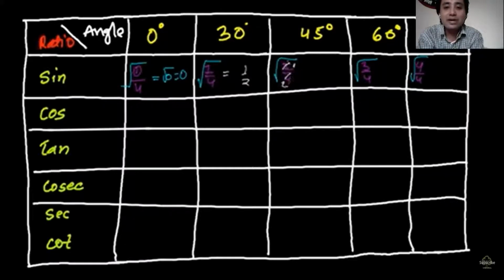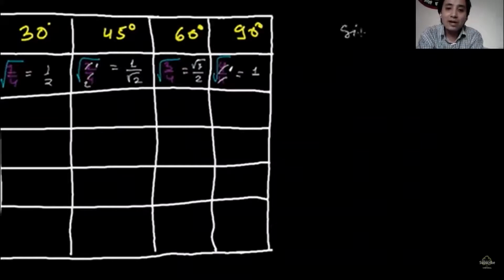The next we have is sine 45. So 2 by 4 is 1 by 2, and square root of 1 is 1 and square root of 2 is square root of 2 only. Then the other one is square root of 3 by 4. So square root of 3 is square root of 3 and square root of 4 is 2. Then at last we have square root of 4 by 4, which is equal to square root of 1, and square root of 1 is 1 only. So that way we have obtained the values for sine 0, sine 30, sine 45, sine 60 and sine 90. So remember what we have done: we have written first 0 up till 4, then we divided throughout by 4, took the square root and got the result.